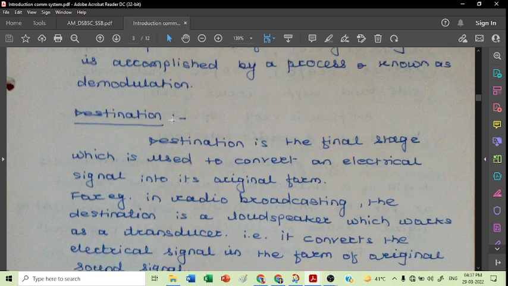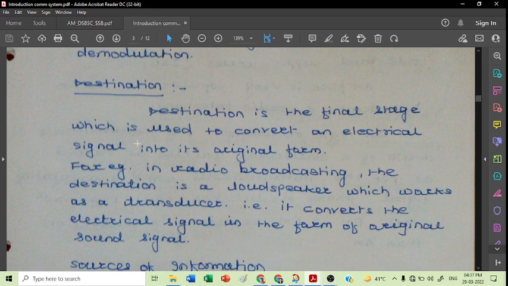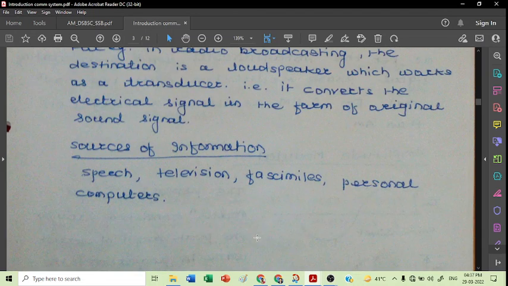And the last block of communication system is destination. Destination is the final stage which is used to convert an electrical signal into its original form. For example, in radio broadcasting, the destination is a loudspeaker which works as a transducer, that is, it converts the electrical signal into the form of original sound signal.